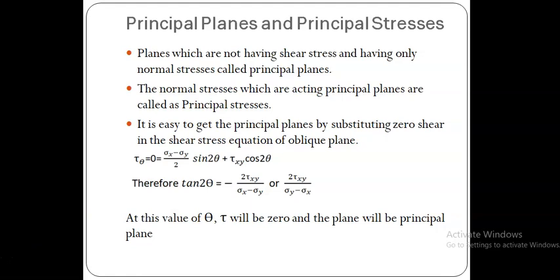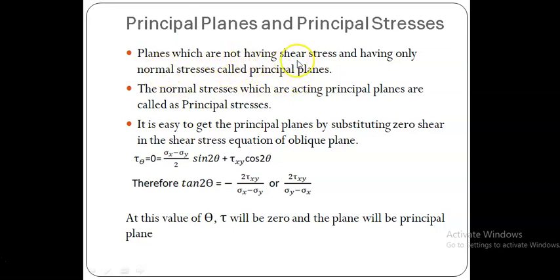Planes which are not having shear stresses and having only normal stresses are called principal planes. So actually so far we have discussed a lot of things related to the inclined planes, that is stresses on inclined planes. As I said, a plane or a member or a plate has infinite planes. So there are some planes only having normal stresses and there is no shear stress.